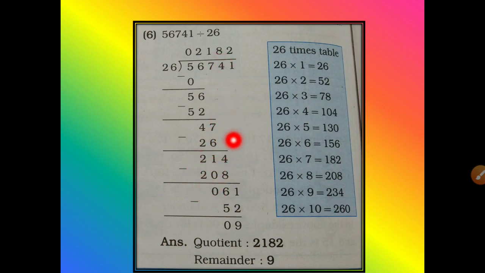Copy the last number, that is 1. This number is 61, bigger than 26. Find out. Not there, but the smaller number is there, that is 52. 26 2s are 52. 1 minus 2, not possible. Borrow from 6. This will be 11. 11 minus 2, 9. 5 minus 5, 0. So the answer is 9. Quotient is 2182 and remainder is 9.